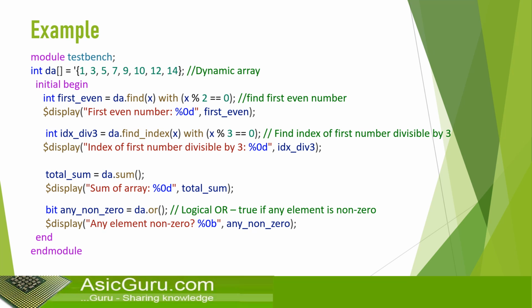Next, we are using the method find_index with the condition that we are trying to find a number which is divisible by 3. The first number which is divisible by 3 is at index 1, so $display would print the value as 1. Next we are using the method sum, and it would print the total sum of all the elements. Next we have the method OR. It would perform a bitwise OR on all the elements. Since all are non-zero, the $display will output 1, indicating that at least one non-zero element is present in the array.